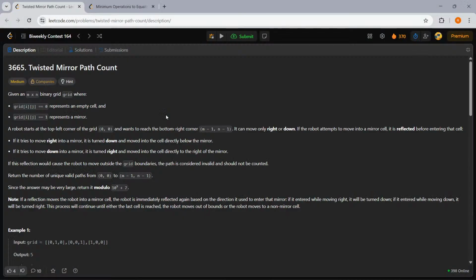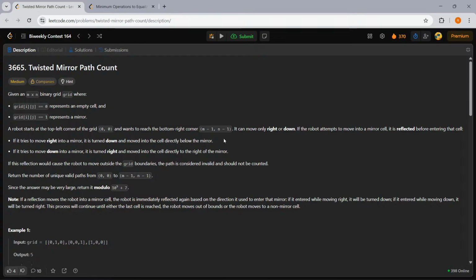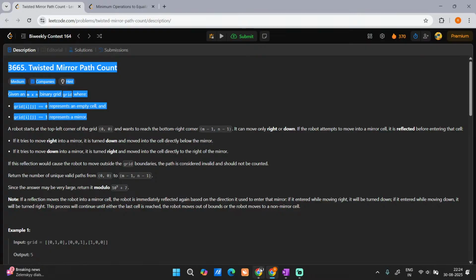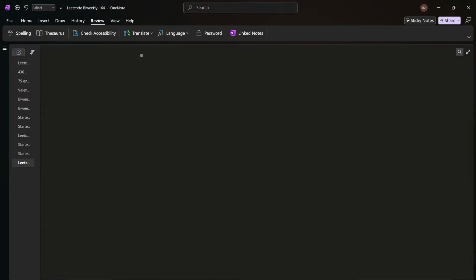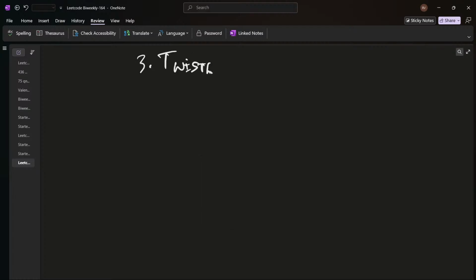We'll just continue it. Twisted mirror path. I was reading it. M cross n binary grid. I'll just directly explain up to this part. Up to this part, I'll just explain it. Binary twisted mirror, third question. Twisted mirror.